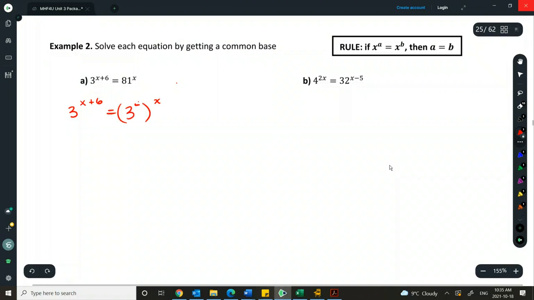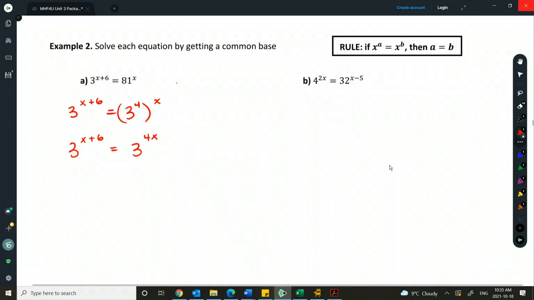3 to the 4 equals 81. And then I'm going to use the power rule here with exponents. So 3 to the x plus 6 is equal to 3, and then 4 times x is just 4x. Okay, so create a common base. Simplify the exponents as much as possible.